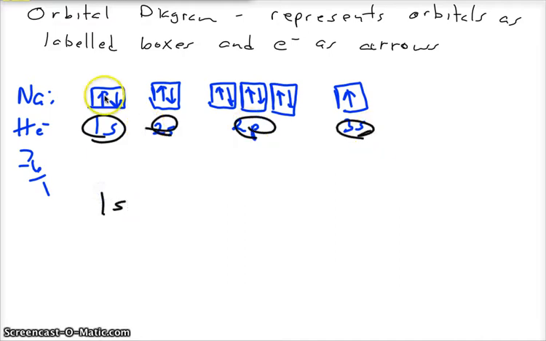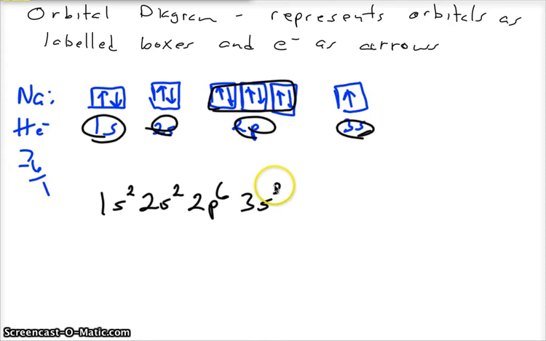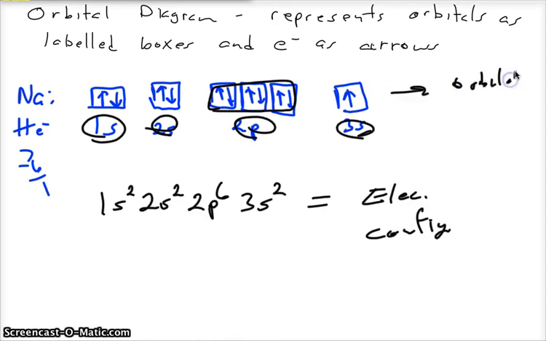So 1s, and how many electrons are in this 1s? Well, there are 2. So it's 1s superscript 2. 2s, and there are 2 electrons here. So 2s2. 2p, and there are 6 electrons in the 2p. So 2p6. And then 3s, and there are 2 electrons there. So 3s2. This is the electron configuration, or electron config. This is the orbital diagram. It shows you real similar information. Orbital diagram is a little more detailed than electron configuration, but very similar.